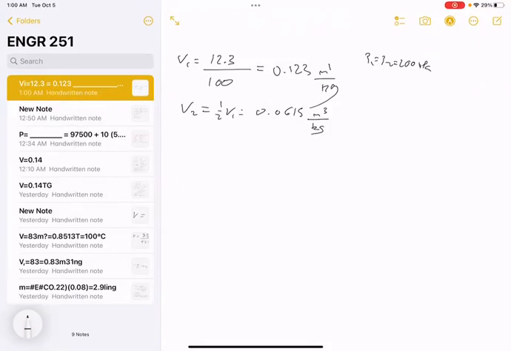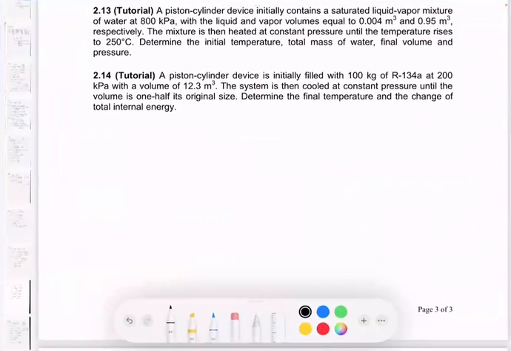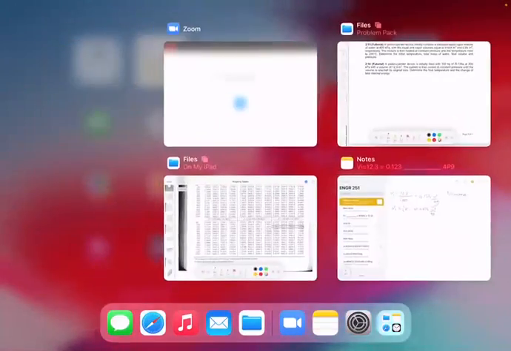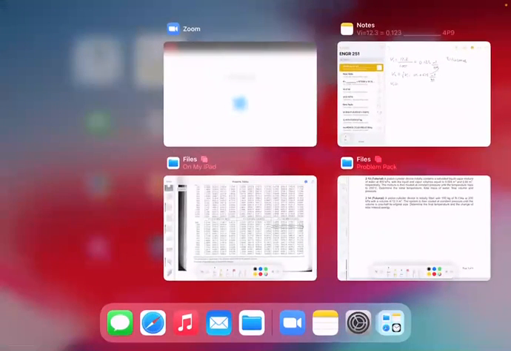So, let's just remind ourselves what they're asking. They want to know the final temperature and the change of total internal energy. If they want the change in total internal energy, that means we need to know what it is in the first place. Okay, so let's go use the tables for refrigerant and find U1. And we're at 200 kilopascals and 0.123 cubic meters per kilogram.